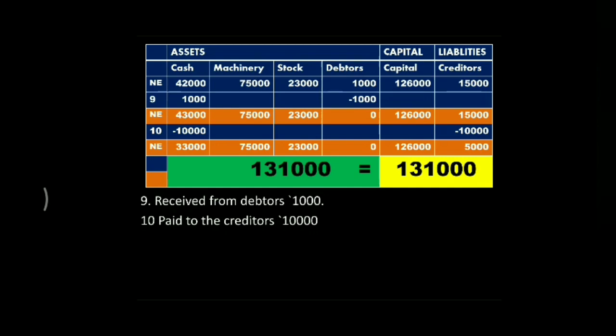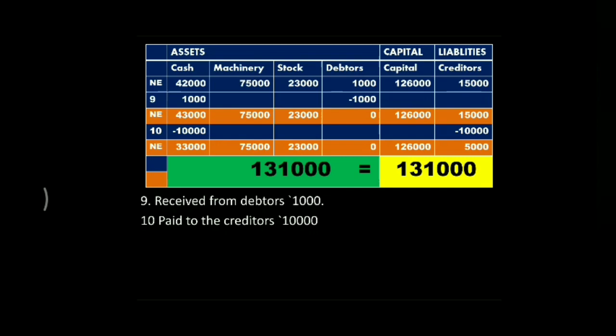Now the 9th: received from debtors. Whatever remaining amount was left, we are receiving from the debtors. That will result in an increase in cash and a decline in debtors. We have received from the debtors in the form of cash. So cash will increase, and earlier the debtor was supposed to give rupees 1,000. Now that too he has paid. Now no more debtors are there. All the amount we have received from our debtors. So after this, cash is now 43,000, machinery 75,000, stock 23,000, debtors is now nil, and capital 1,26,000, creditors 15,000.